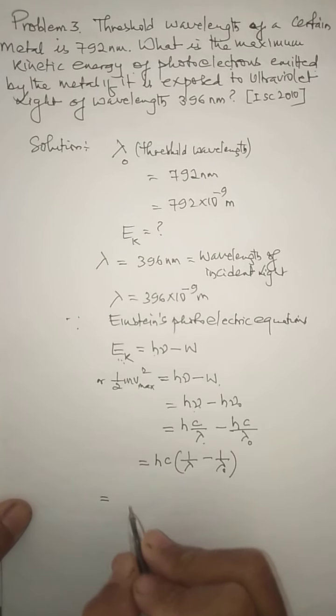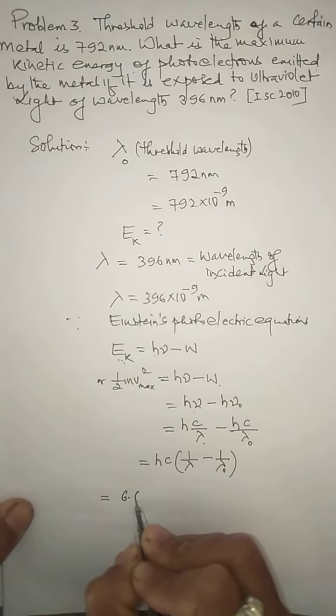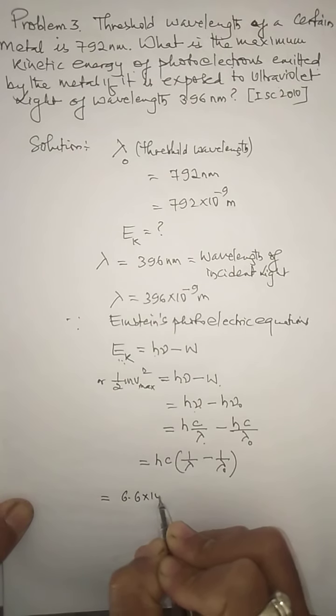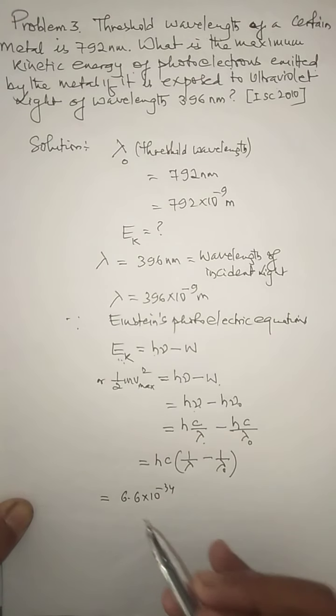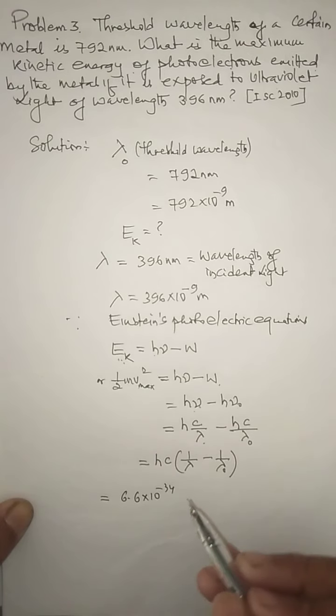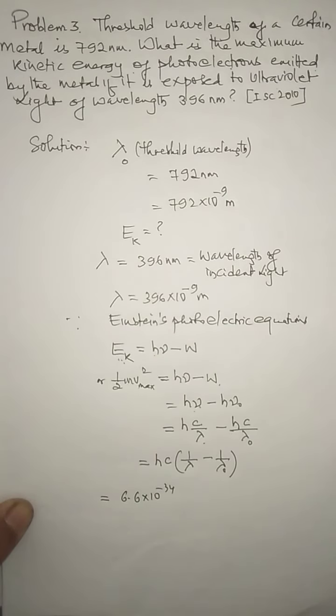Now the value of h, here we take 6.6 into 10 to the minus 34 joule second, on the basis of the value we have calculated. But children, in the examination, if the value of Planck's constant is given, whatever value is given, that value only you have to put and calculate.